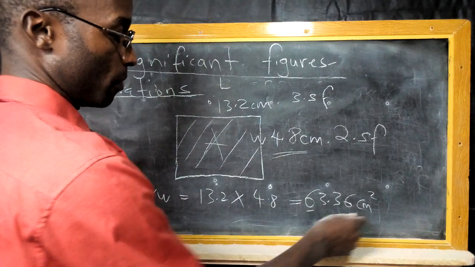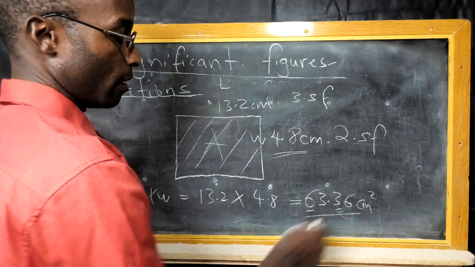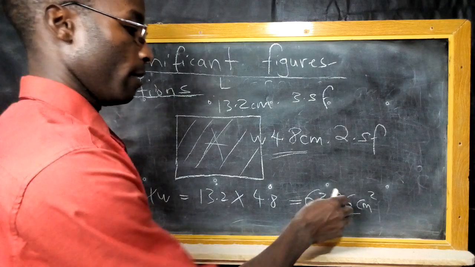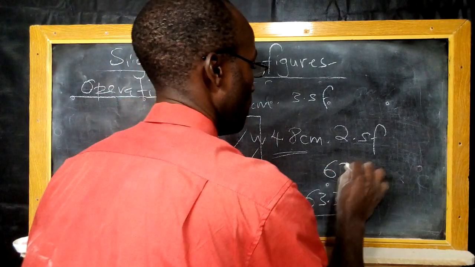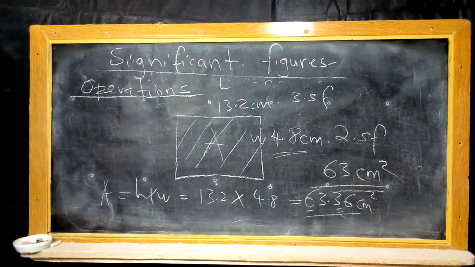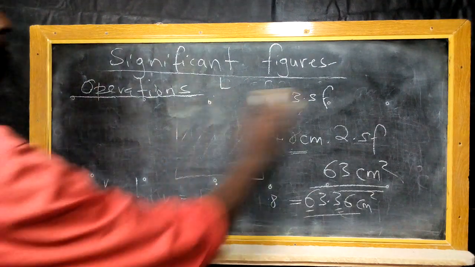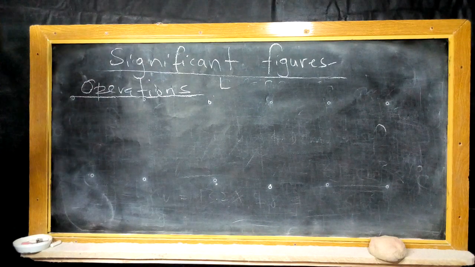So if we express this one in 2 significant figures, the number following the last digit for 2 significant figures from the left is less than 5. So the answer will be 63 centimeters square for that area, expressed in the least significant figures. That is the operation that we normally do with multiplication. And for division, we are going to look at this example.